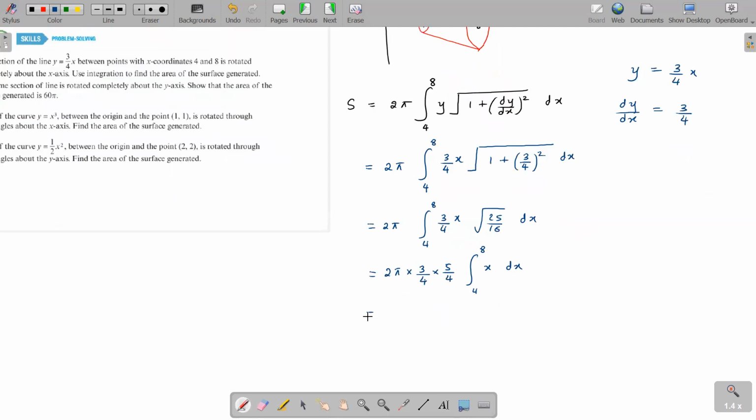So when I simplify, I get 2 into 3, 6, into 5, but I can simplify actually. 2 and 4 we can cut, right? So I end up getting 15 over 8 times the integral, limits from 4 to 8 with respect to x. When we integrate, we get x squared over 2, limits from 4 to 8.